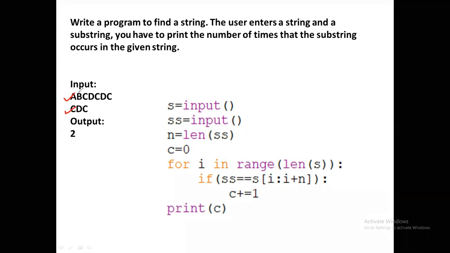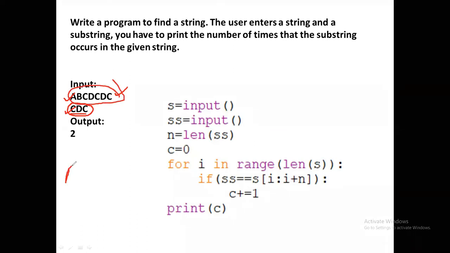What it means here: the input is ABCDCDC, and the substring is CDC. Now what is the expected output? Everyone please give the response in the chat box. Here this is the string CDC. I want to find it in the string ABCDCDC. I am going to print how many times the substring occurs in the given string.